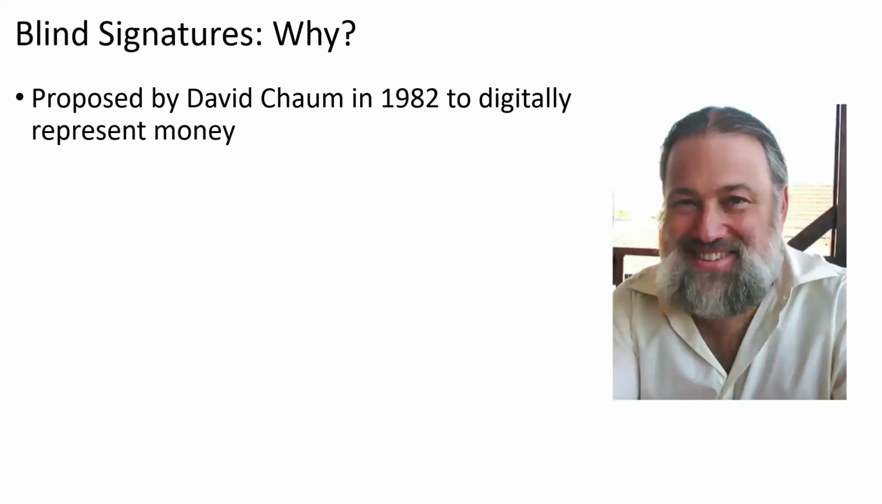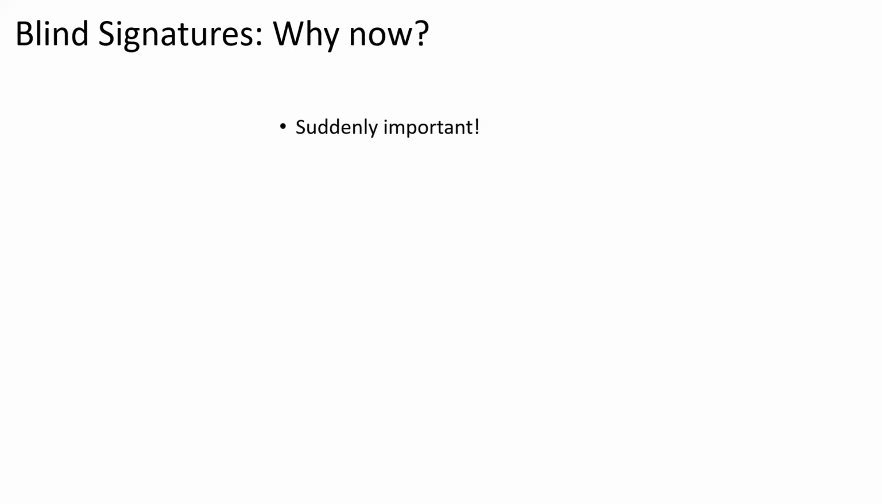Why is this a primitive we've been studying for the last 40 years? It was proposed by David Chaum in order to digitally represent money in a way that's privacy preserving. So that was 40 years ago. So why now? Blind signatures are suddenly important. Why are they suddenly important?